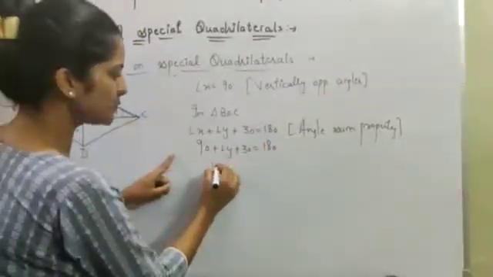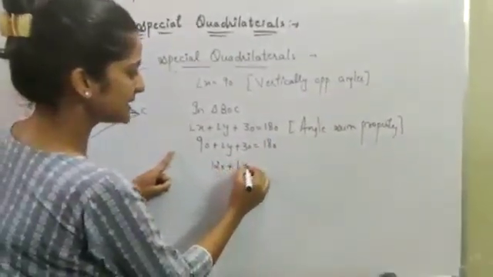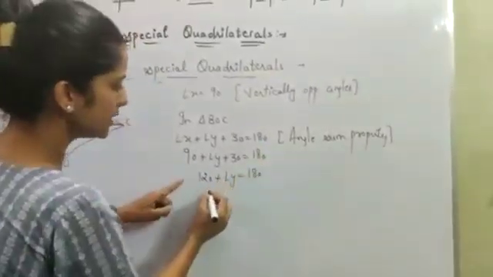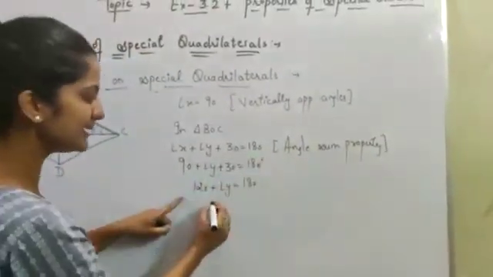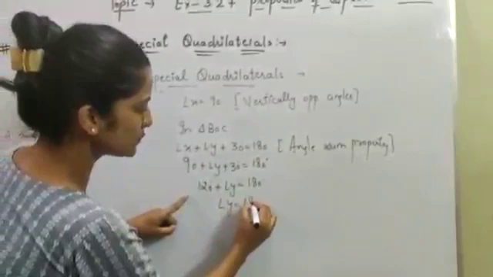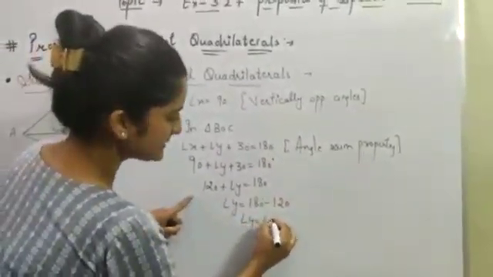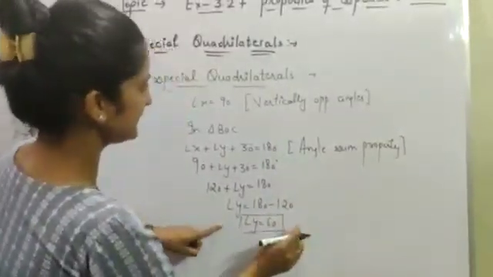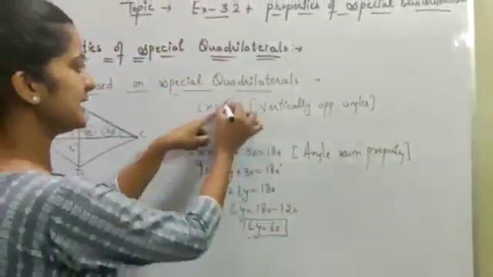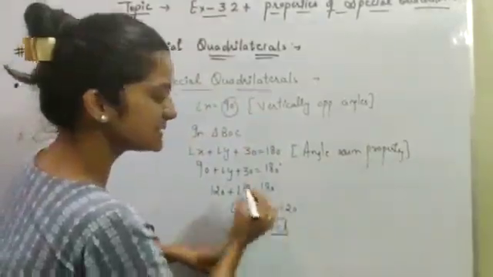90 plus 30 is 120 degrees plus angle Y is 180 degrees. We'll take 120 on that side. So y is equal to 180 minus 120 degrees, and its measure will be 60 degrees. So the measure of x is 90 and the measure of y is 60 degrees.